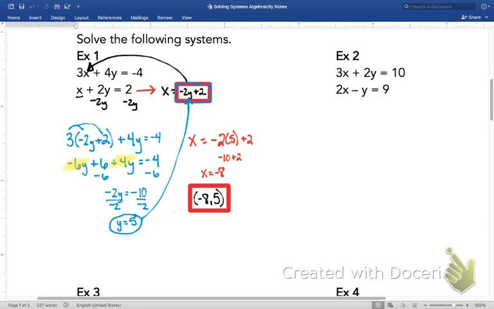3 times negative 8 is negative 24. 4 times 5 is 20. Negative 24 plus 20 is negative 4. Everything checks out. Okay? So it's good.